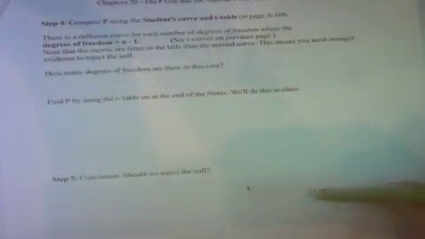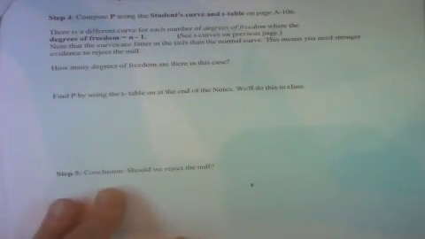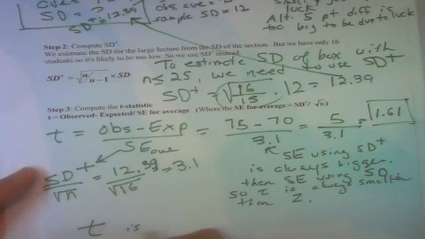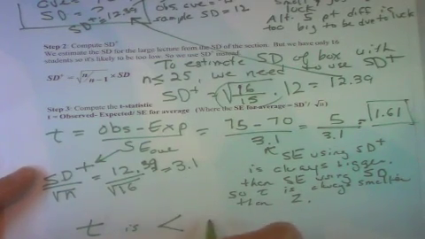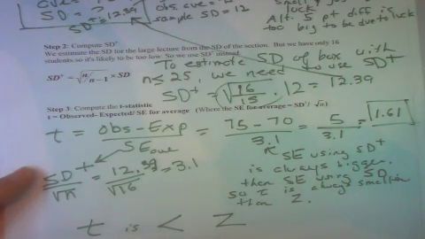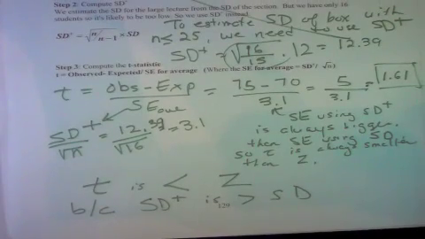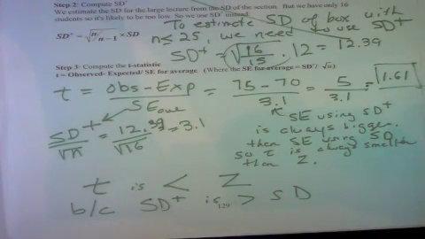Now we have to do the other change, and that's we have to use the t-curves. So this is what we're doing here. So what should we write? T is less than Z because SD plus is bigger than SD, and you're dividing by a bigger number, so you're getting something smaller. So we only have 1.61.